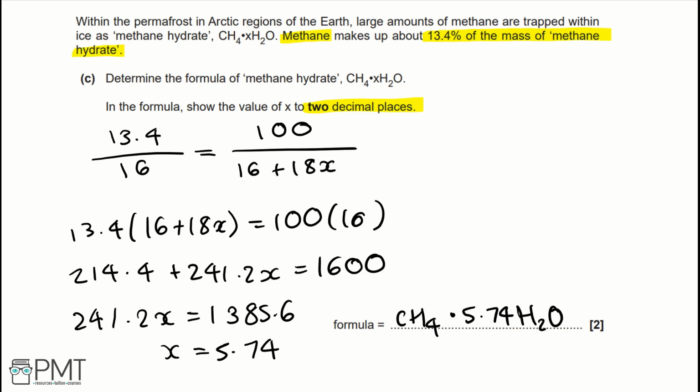For this question, you get a mark for the correct formula, and you get a mark for your first expression using the percentage composition of methane and making it equivalent to 100%.